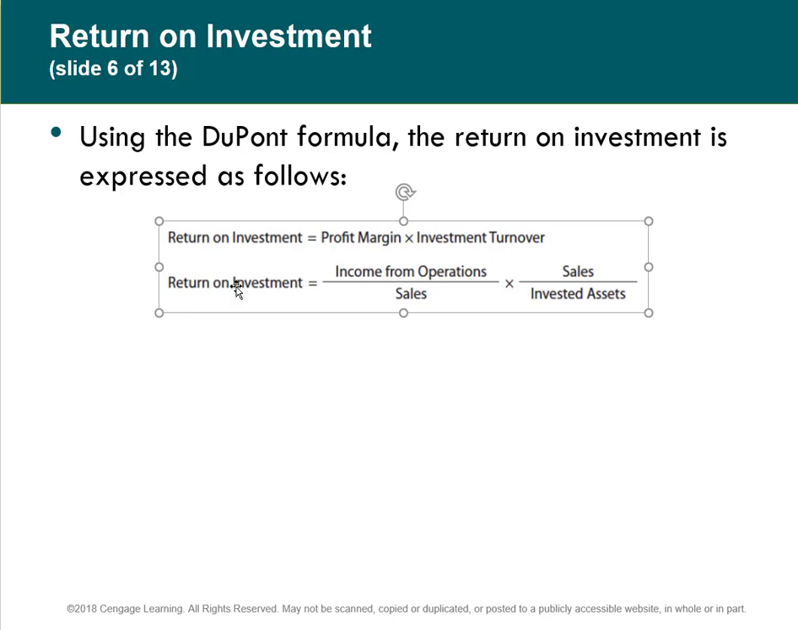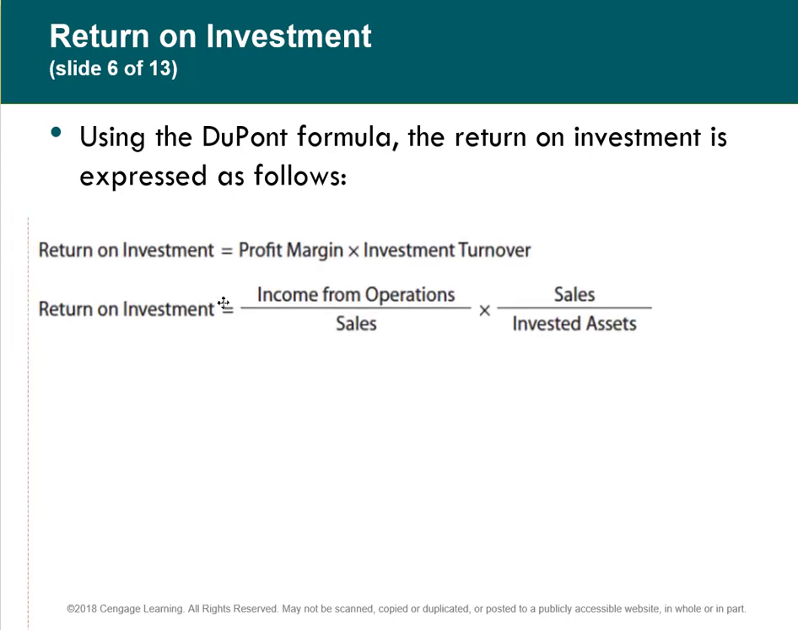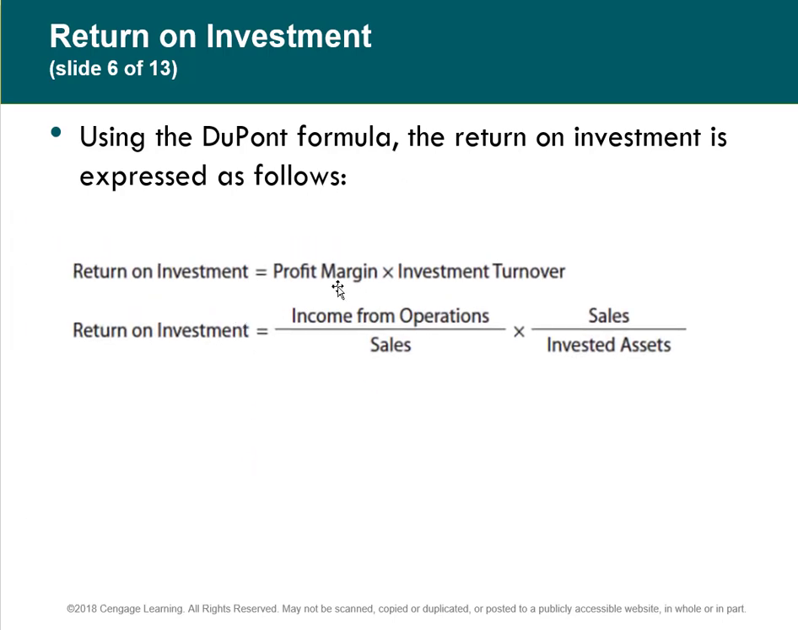Here are the formulas for this. Return on investment is your profit margin times investment turnover. That's what we're calling a profit margin. Think of it as operating income. The return on investment is income from operations divided by sales. This is the DuPont formula here. And then sales divided by invested assets. So if the sales cancel each other out, you're left with income from operations divided by invested assets.